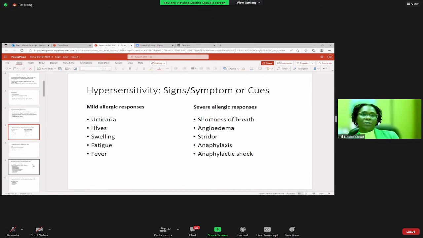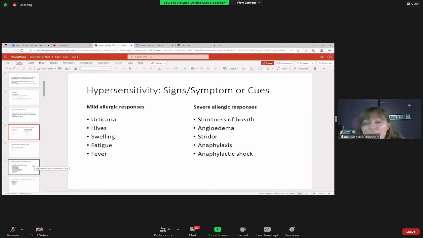Any questions? So mild to severe. Oh, so what can you as a nurse do to prevent any of this from happening? What actions can you take on the floor, in the ER, ICU, anywhere you go, to help prevent some of these reactions? Ask if the patient has allergies before you give any medications.